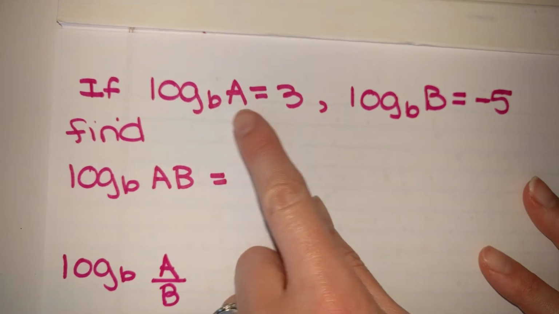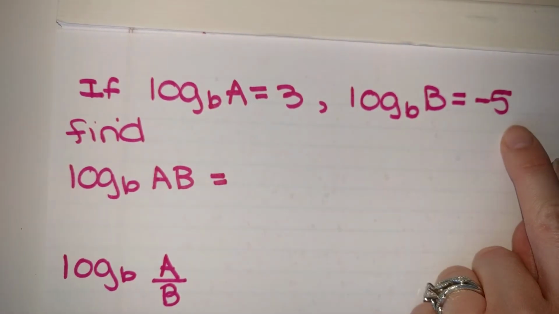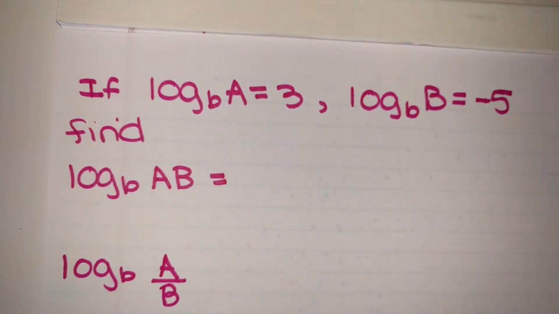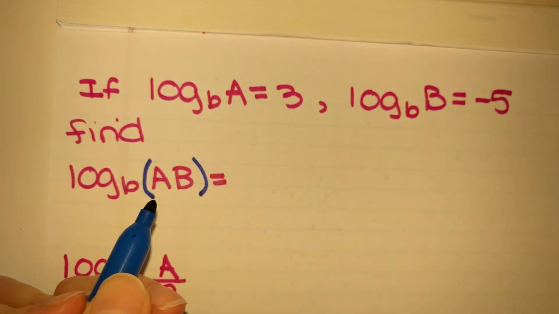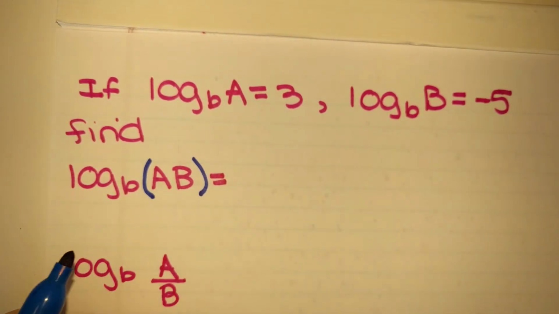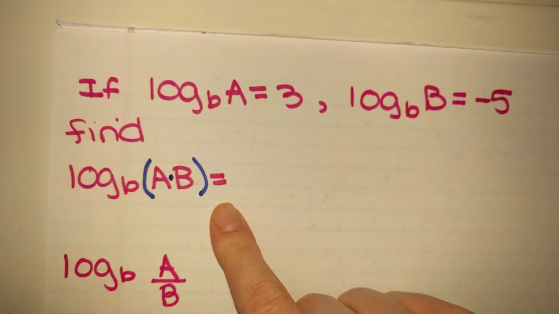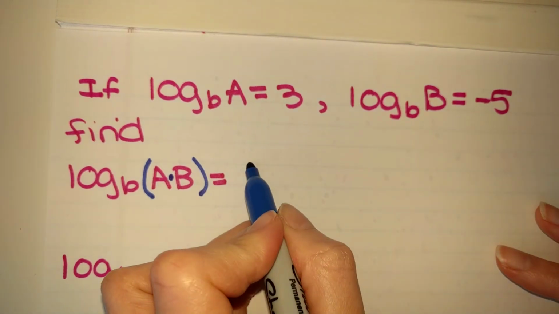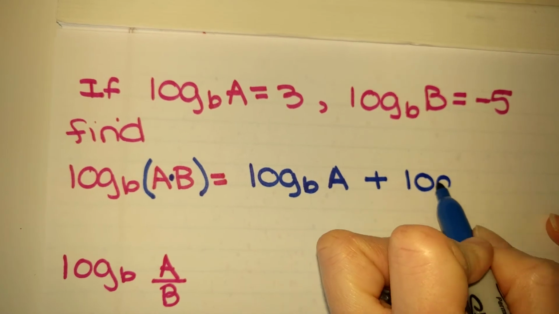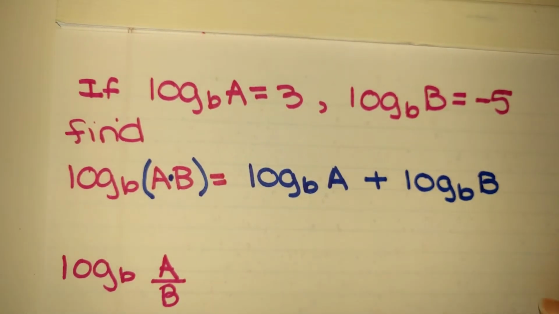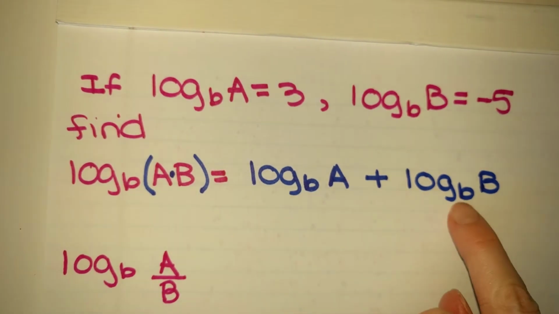They've told us log base b of a is equal to 3 and log base b of capital B is equal to -5. So the first thing that you notice is that the argument is a times b because it's just one term, so all of that term is going to be the argument. So inside of the argument, we have multiplication. So by our log properties, we can write this as log base b of a plus log base b of capital B. So multiplication inside the argument becomes addition of two logarithms.